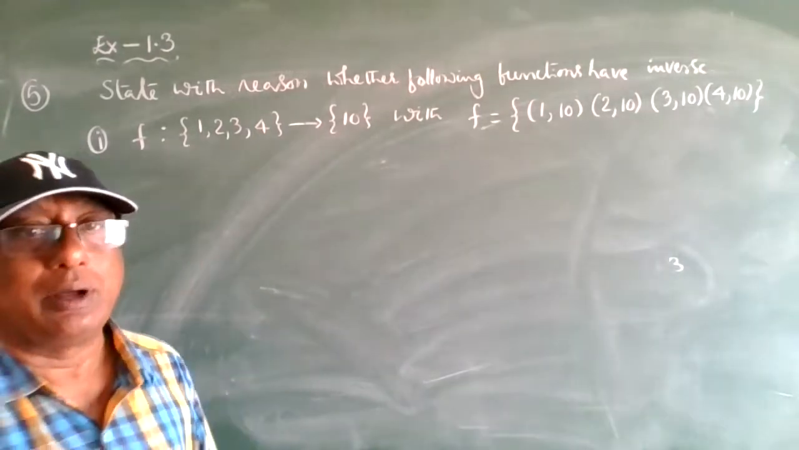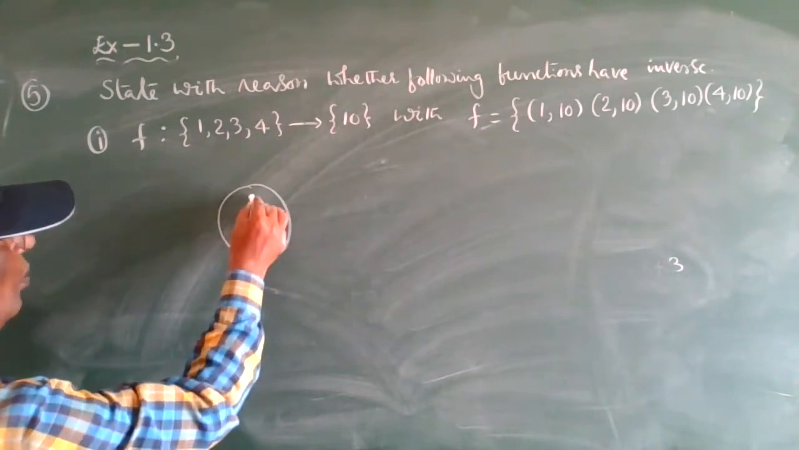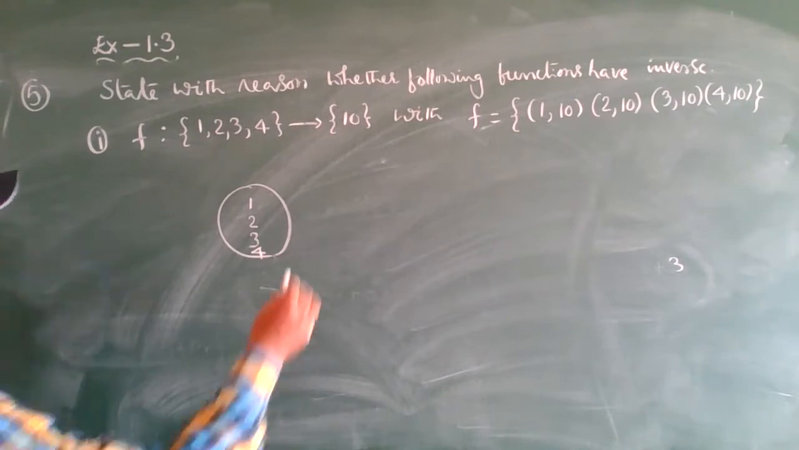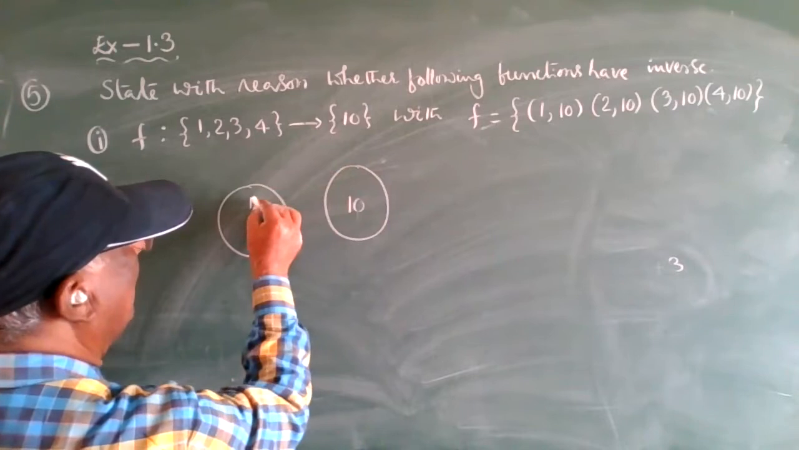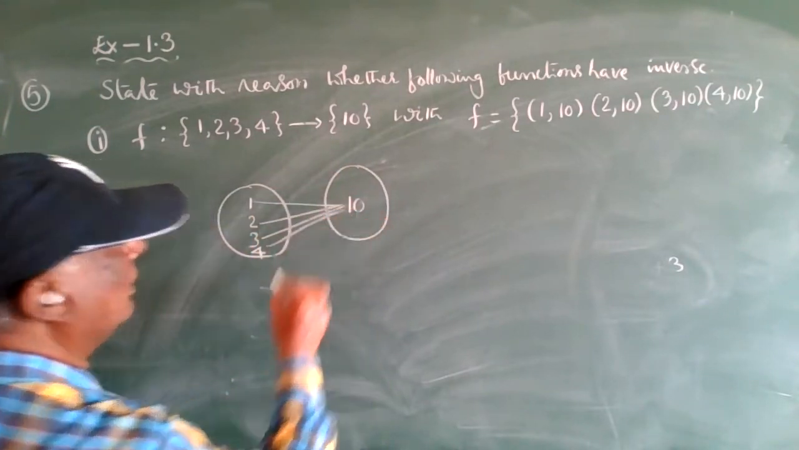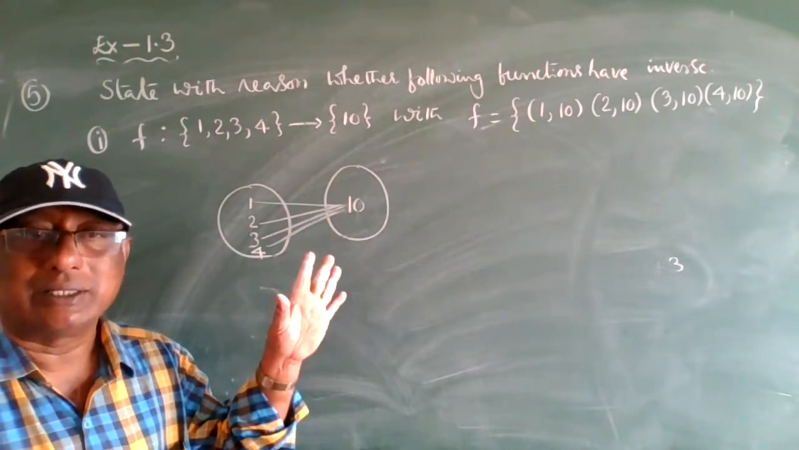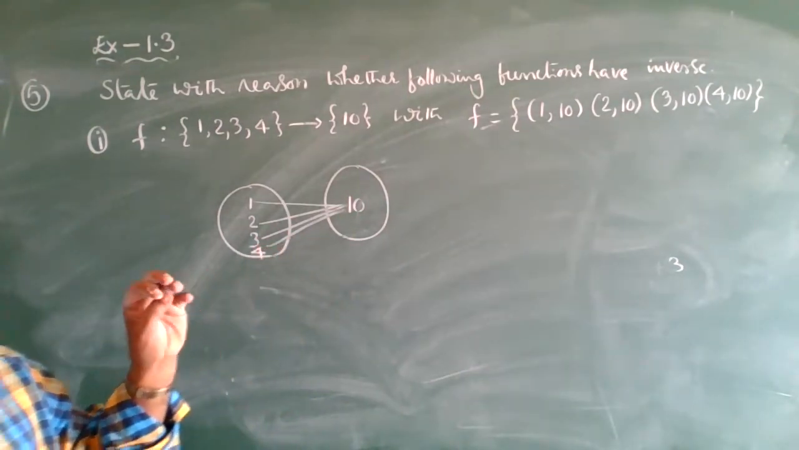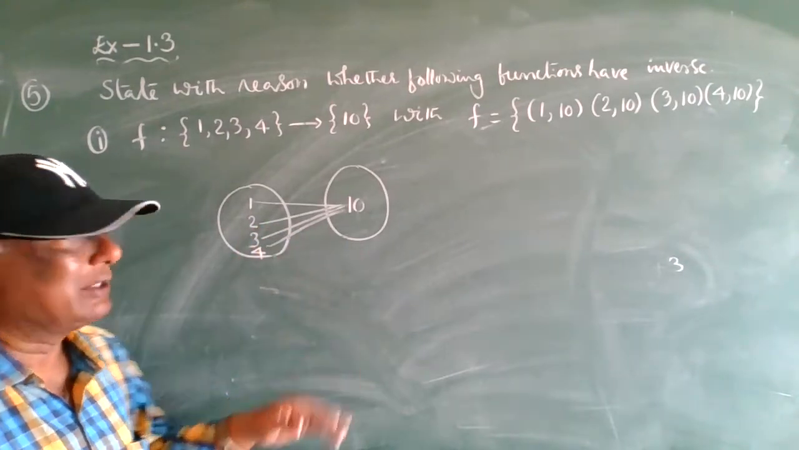I will write the problem. Everyone see, the domain is 1, 2, 3, 4. Now the codomain is only 10. 1 also has image 10, 2 also, 3 also, 4 also. It is not one-one. One element has no one image. Therefore, not one-one. Not one-one means not bijective. Not bijective means it has no inverse function.